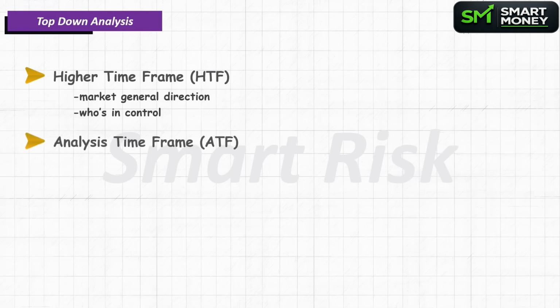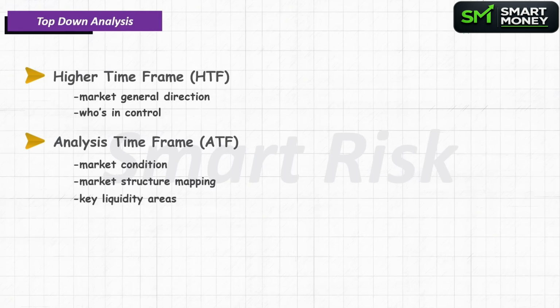Number two is the analysis time frame. This is the most important time frame for planning. On this time frame, we assess market conditions, map out structure, identify key liquidity zones, and define our trading bias. This is where we decide whether we should be looking for buys, sells, or no trade at all.